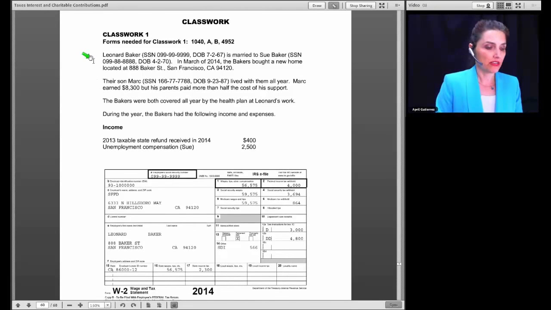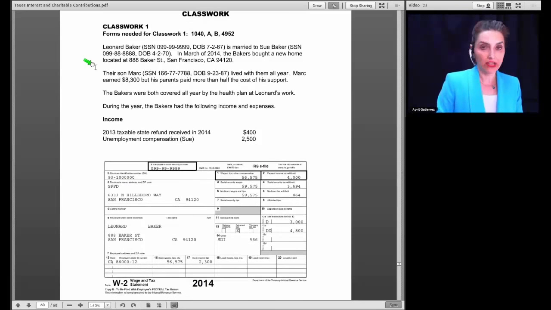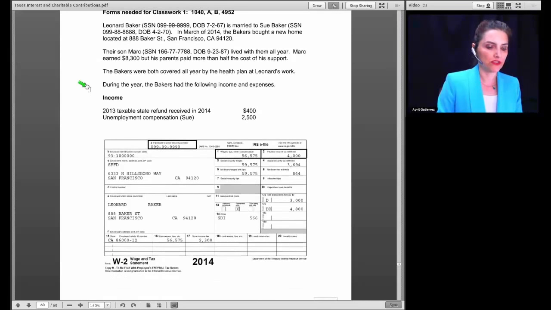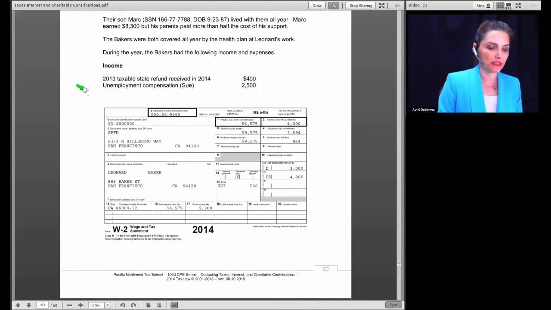Here we have a character named Leonard Baker who is married to Sue Baker. And in March of 2014, the Bakers bought a new home located in San Francisco, California. They have a son, Mark, who lived with them all year. Mark earned $8,300, but his parents paid more than half the cost of his support. The Bakers were both covered all year by a health plan at Leonard's work, and during the year, the Bakers had the following income and expenses.